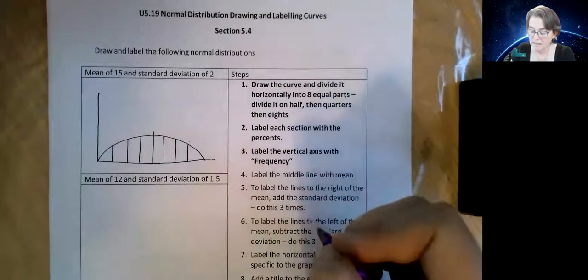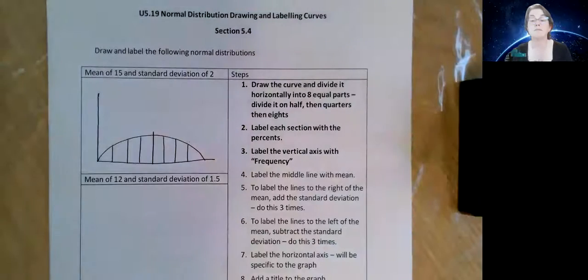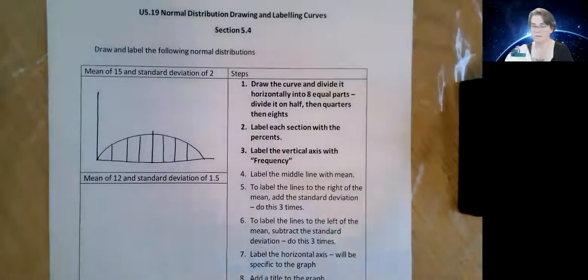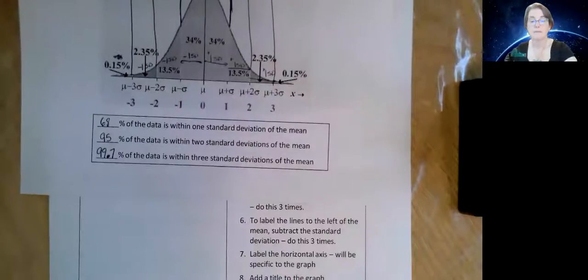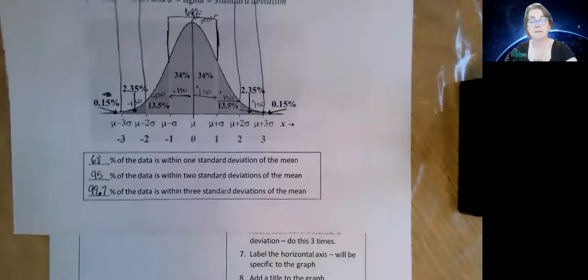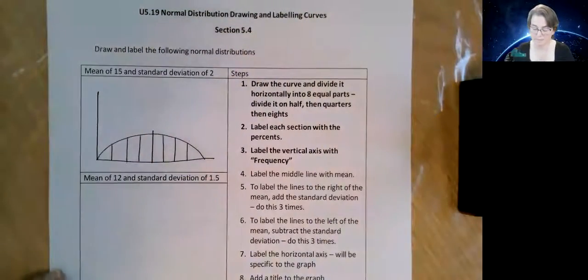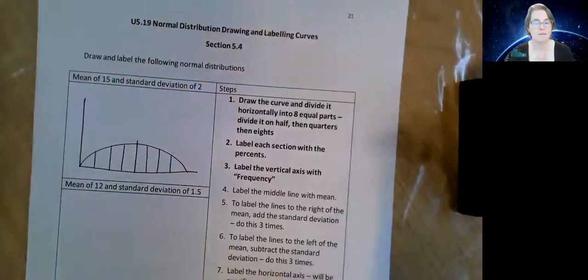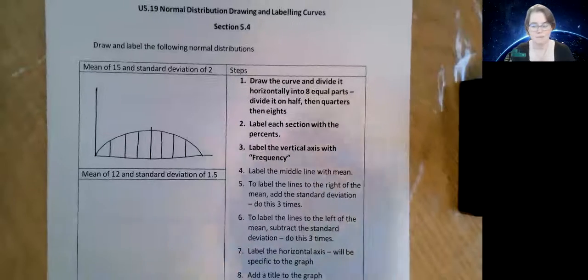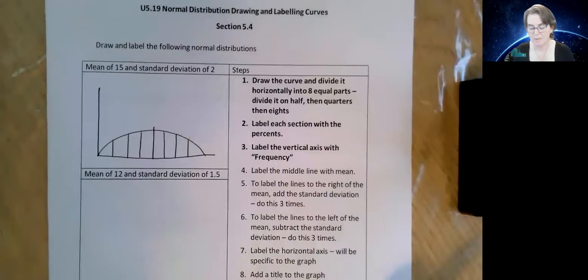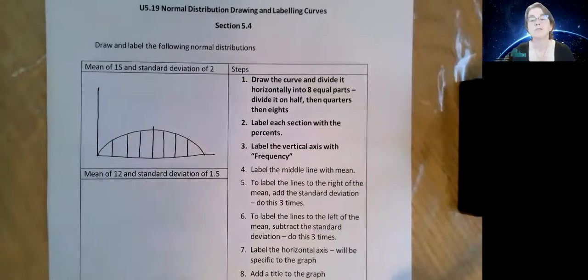And then it says label each section with the percents. Now the percents are referring to the numbers from the previous video off this page. So I'm just going to copy them in. And I'm now regretting leaving quite this much room. I should have left bigger. Maybe, I don't know. Not sure how I could have made this squishier. Anyway, I'm going to do this.